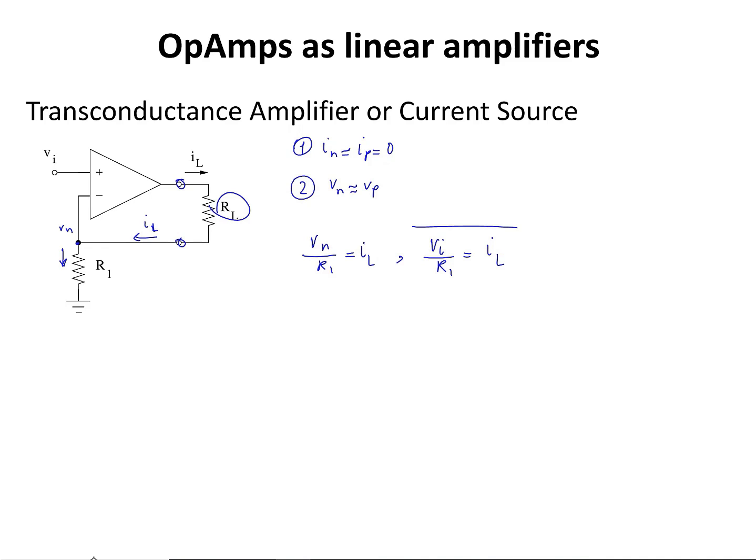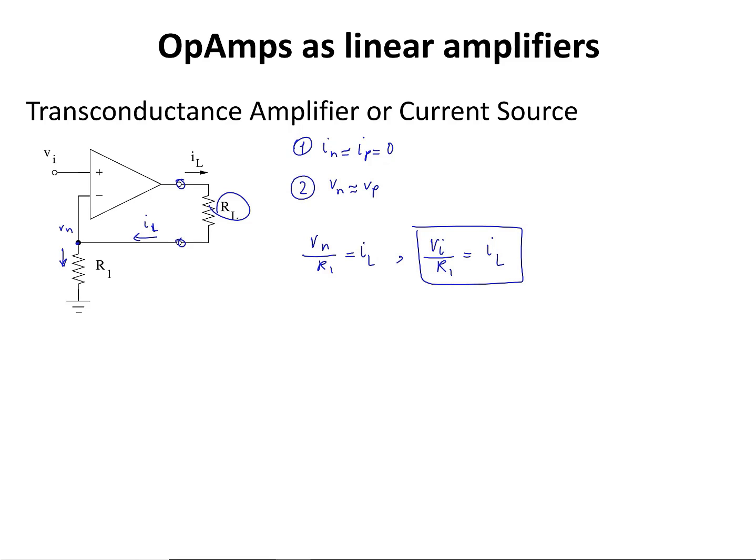or RL. As a result, it's a transconductance amplifier, and it also operates as a current source because IL is going to be a fixed value that is independent of the load resistance value. One terminal of the load is connected to the output of the op-amp, and the other terminal is not connected to the ground, rather it's connected to the resistor R1 and the inverting terminal of the op-amp.